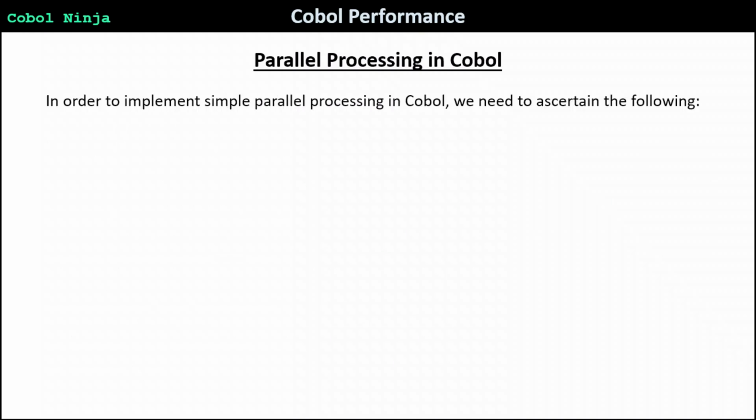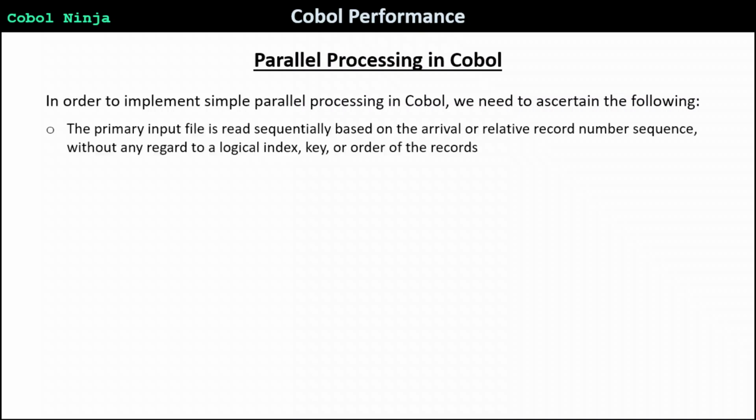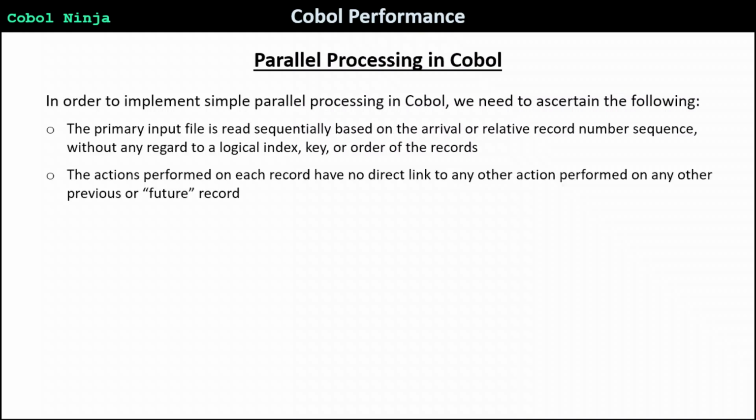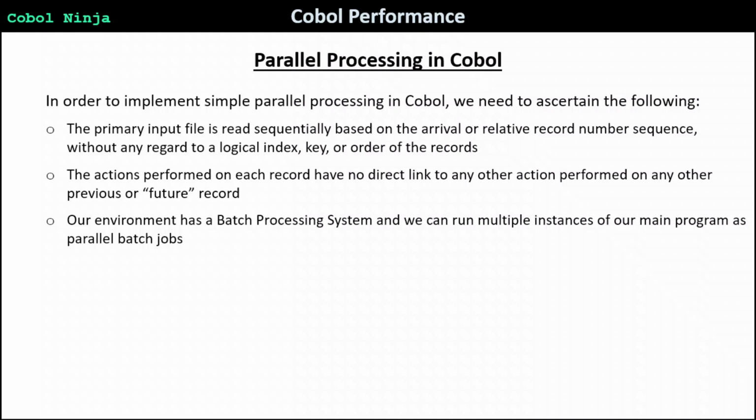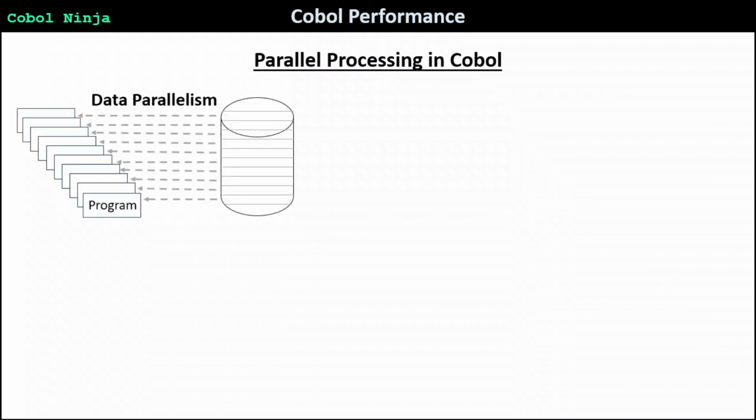In order to implement simple parallel processing in COBOL, we need to ascertain the following. The primary input file is read sequentially based on the arrival or relative record number sequence without any regard to a logical index, key, or order of the records. The actions performed on each record have no direct link to any other action performed on any other previous or future record. Our environment has a batch processing system, and we can run multiple instances of our main program as parallel batch jobs. We're first going to look at what's known as data parallelism in COBOL.